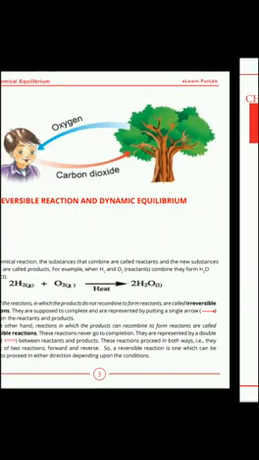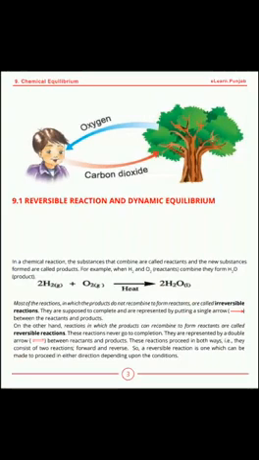Lecture number 1 of 10th class chemistry. Chapter number 1 is chemical equilibrium. My first topic is reversible reaction and dynamic equilibrium.